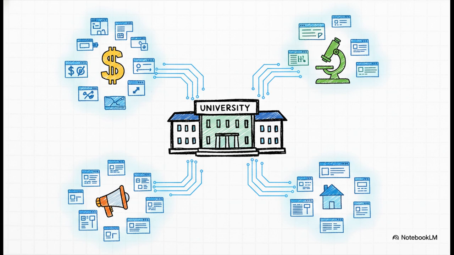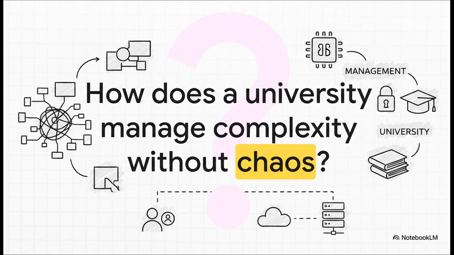We're really talking about a whole hidden digital city. It's got its own infrastructure for everything: finance, research, marketing, student housing, you name it. Every single department has its own set of tools, its own portals, and its own unique needs. So that brings us to the big question, right? How on earth does an institution manage this sheer volume and all this complexity without the whole thing just descending into total, absolute digital chaos?